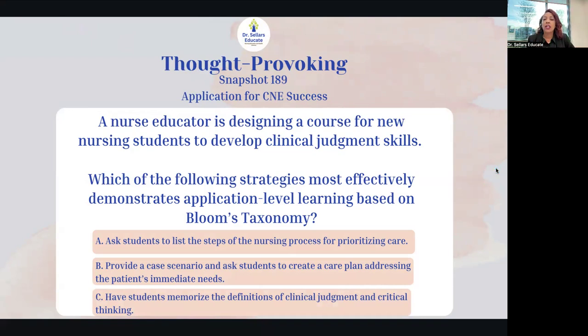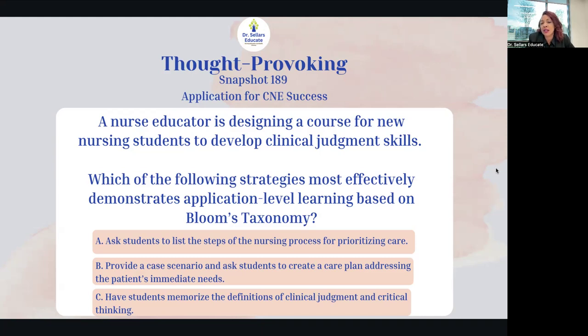First, think about, what is this question really asking me? In this thought-provoking question, you see in the stem, there's a statement. Sometimes that statement is a distractor and it really has nothing to do with the question. Sometimes it does. And then the second part of this stem is what is being asked of you. So which of the following strategies most effectively demonstrates application level learning?